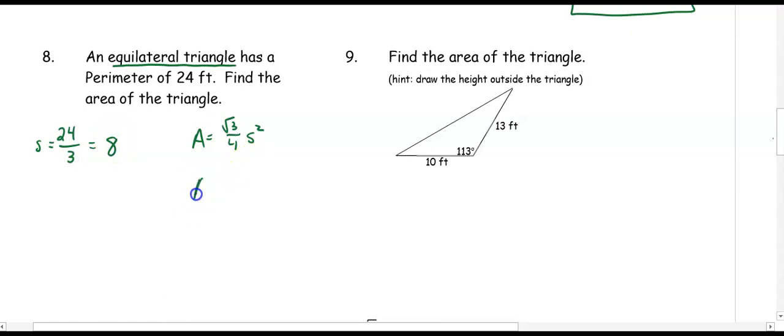So our side length is 8, so the area is root 3 over 4 times 8 squared. So in your calculator, do not put the root 3, so you can just do 8 squared, which is 64, divided by the 4, the denominator, and we get 16 root 3 feet squared.